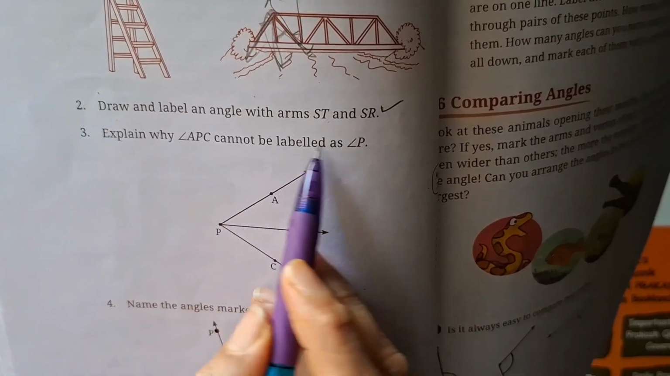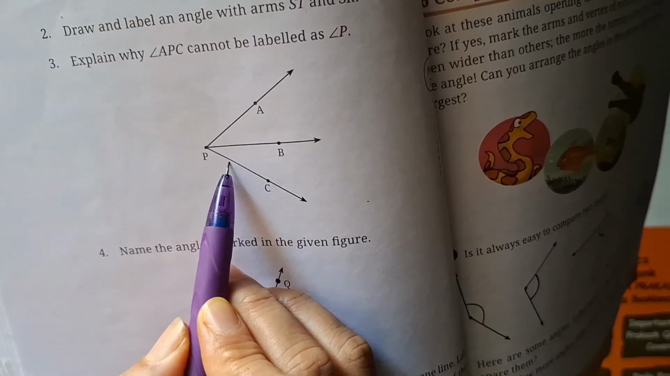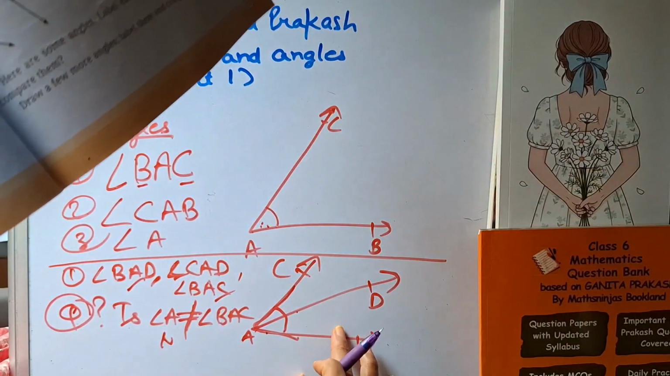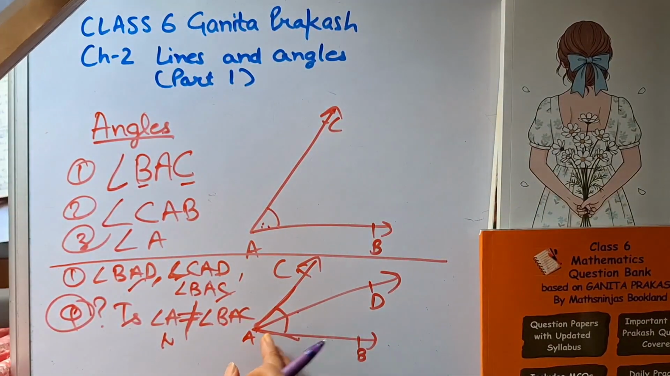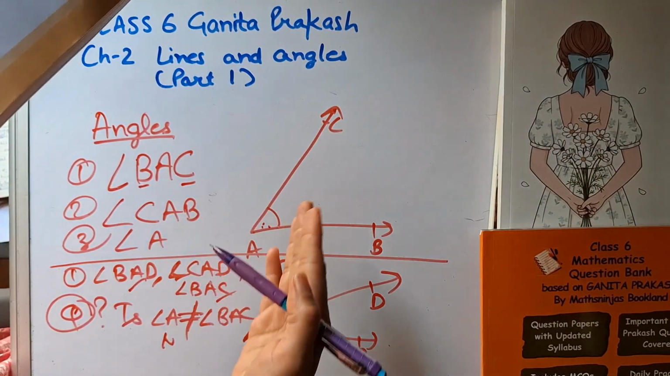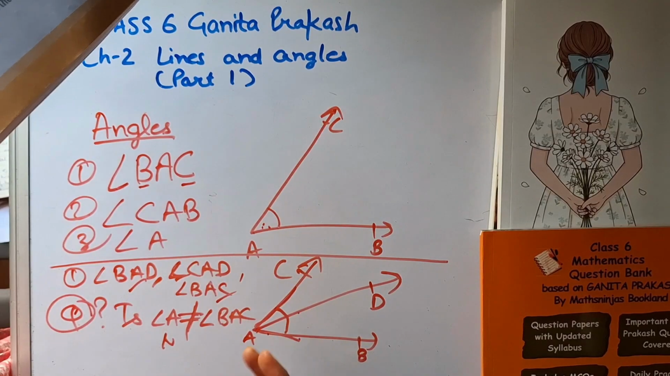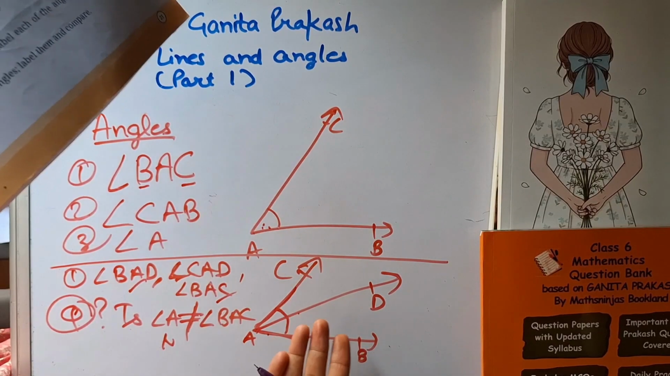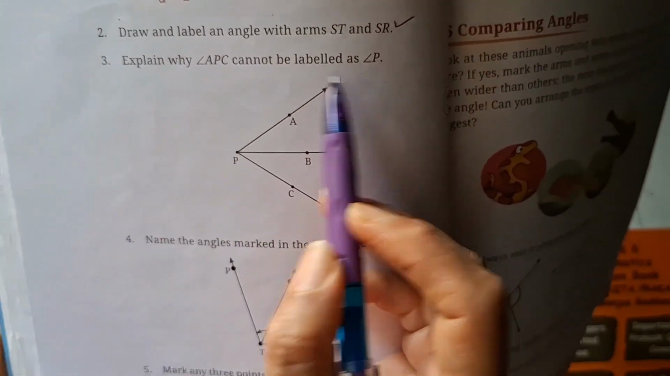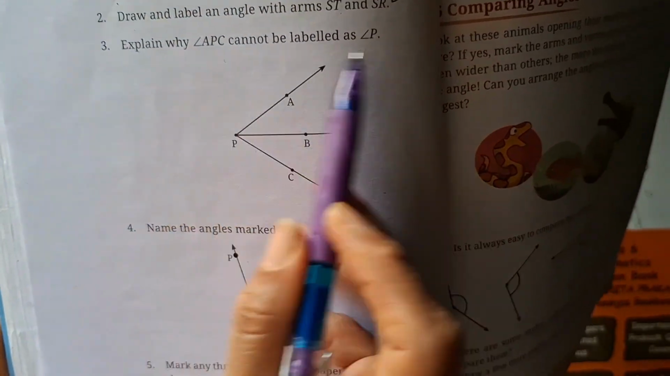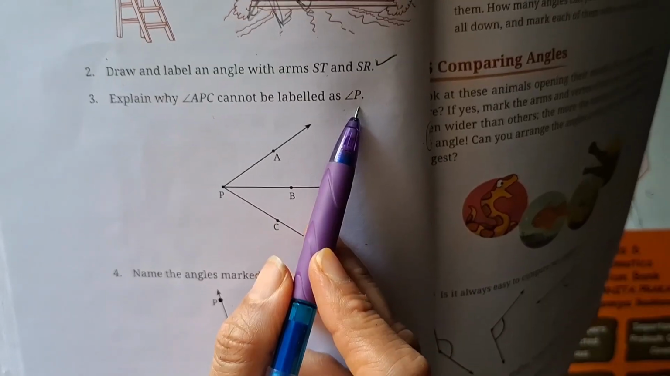Explain why APC cannot be labeled as P. I will explain through this example. This is the same explanation, that because there are so many angles at A, and in this case there are so many angles at A, we don't know which angle they're talking about. There are 3 angles at A, we don't know which angle they're talking about, so we cannot label angle A and APC as the same, because AP is just one of the angles at P. So name the angles here.